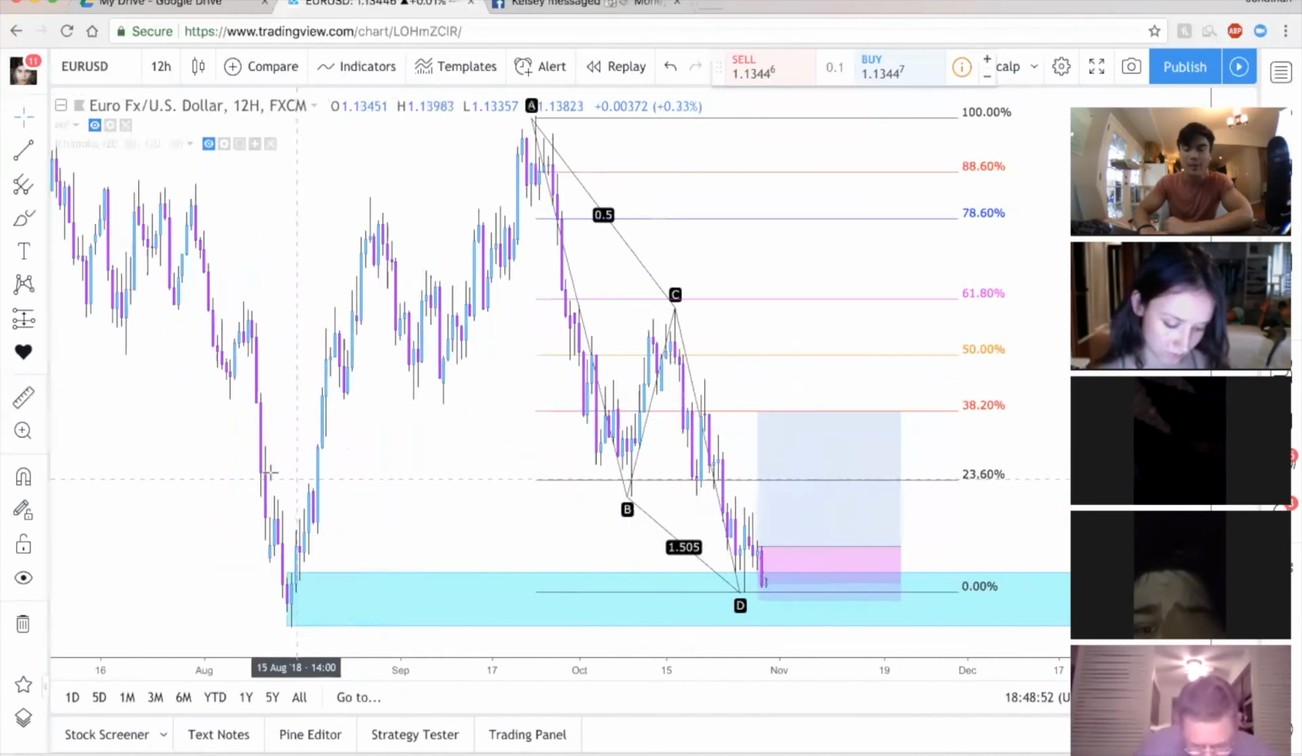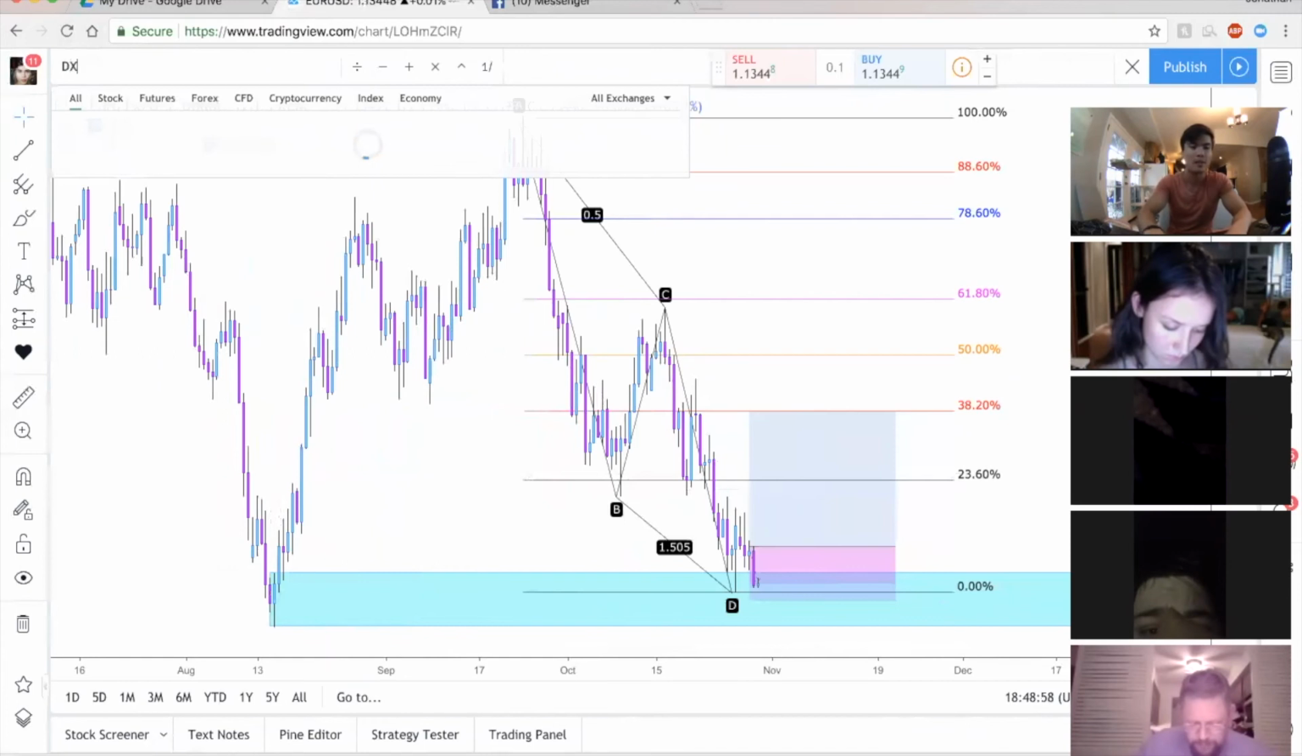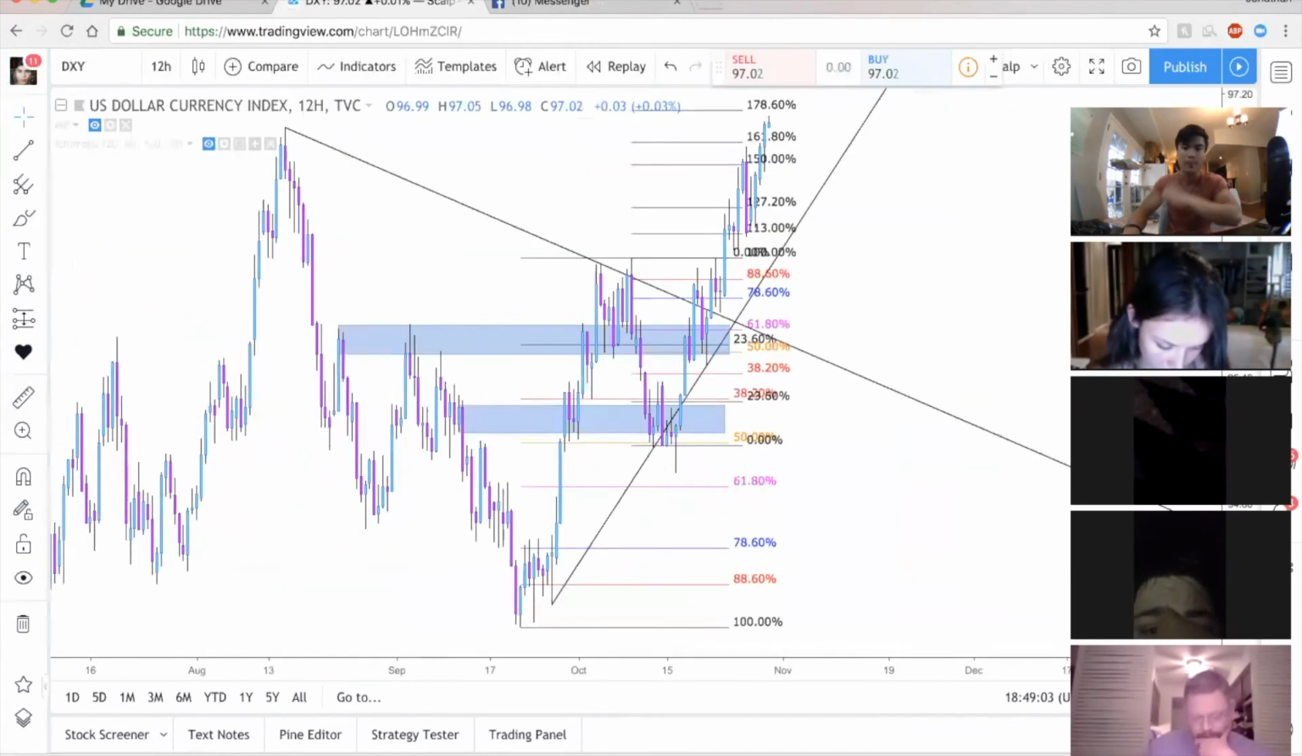For this, I primarily look at the dollar index. So the only thing we need to do to look at the dollar index is type it in. Up here, we type in DXY, which is the symbol for the dollar index. And we can see that this has been skyrocketing up.